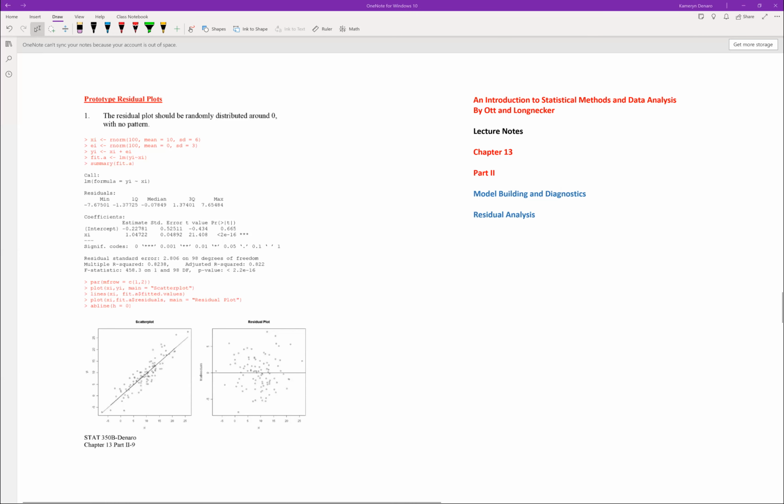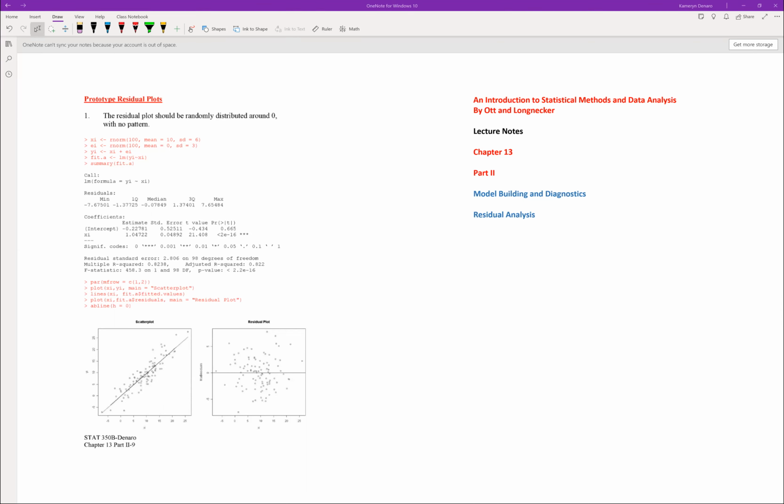Hello, everyone. In this video, we're working through An Introduction to Statistical Methods and Data Analysis by Ott and Longnecker, Chapter 13, Part 2, Model Building and Diagnostics, Residual Analysis. So we're going to look at some prototype residual plots just so that we can see, with fake data, what would a residual plot look like? What would the scatter plots look like?